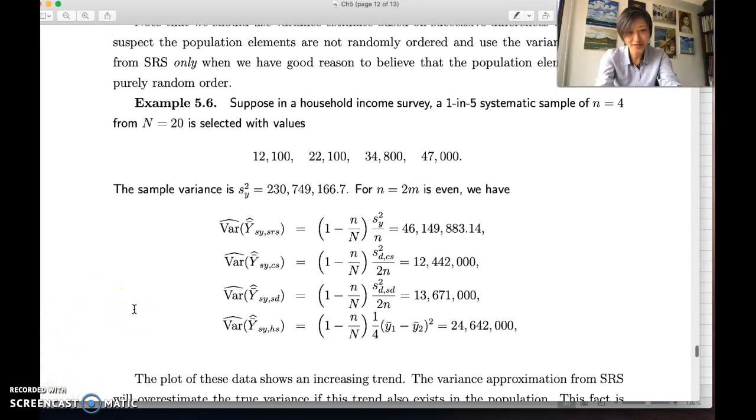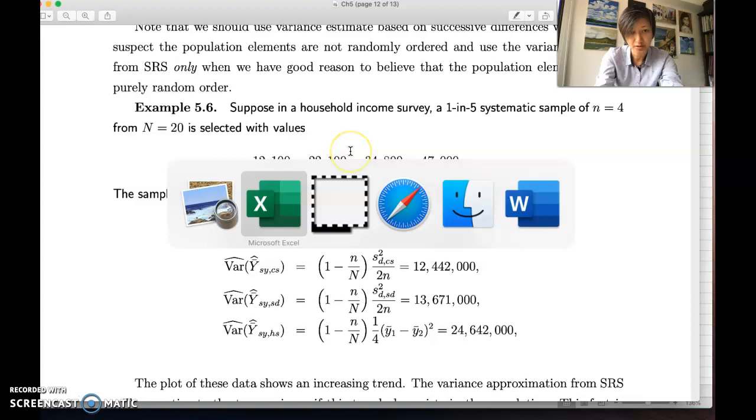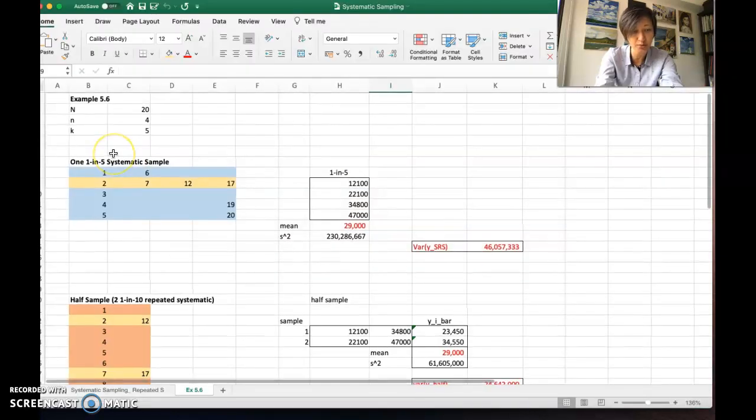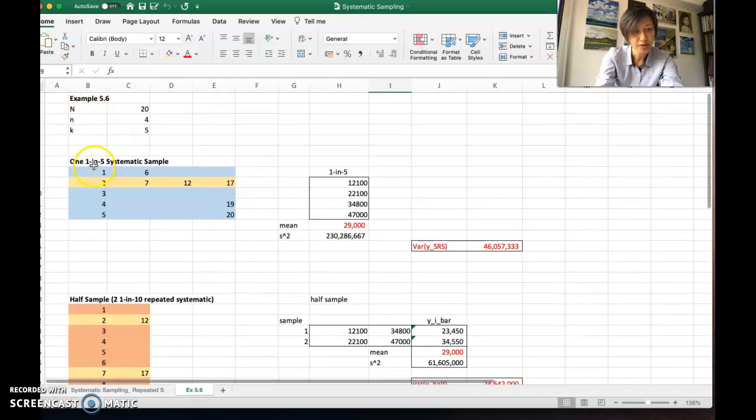Hi, I'd like to put a further video on example 5.6 with these 4 data points. First of all, we see that the question has 20 data in the population, and we perform a 1 in 5 systematic sample of size n equals 4 to collect those data. If I put it this way in Excel, I hope you can see that clearly, I have a population of 20.